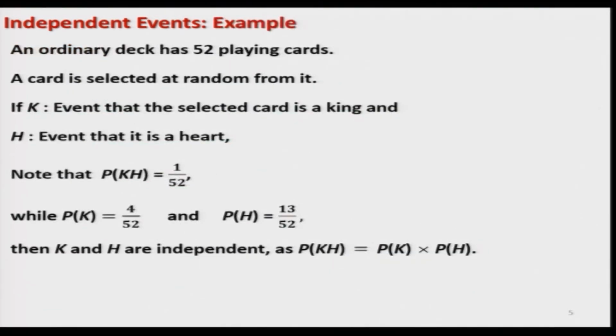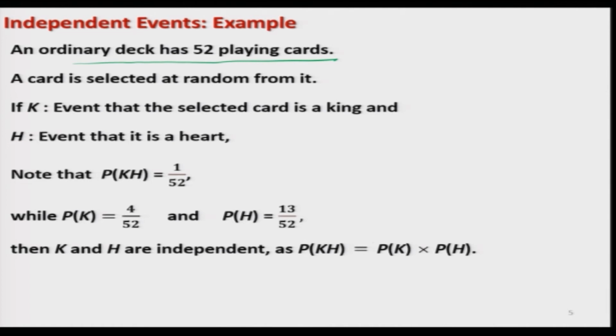Now let me take an example to show you how these things work. Just for the sake of simplicity, I am considering only one example, because I want to give you the idea of how you are really going to execute this concept of independence through the computation of probability. Later on, when we cover more concepts, we will talk about this in more detail. Suppose in an ordinary deck of cards there are 52 playing cards.